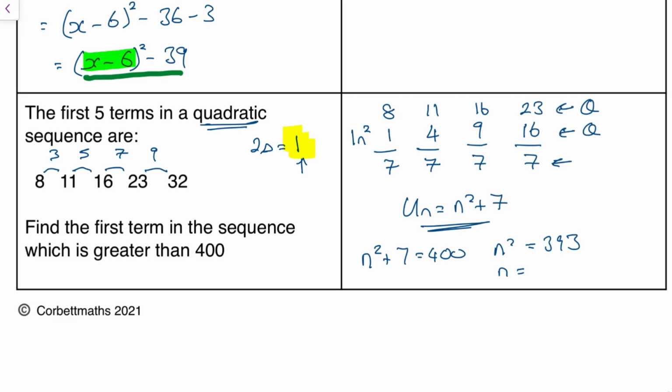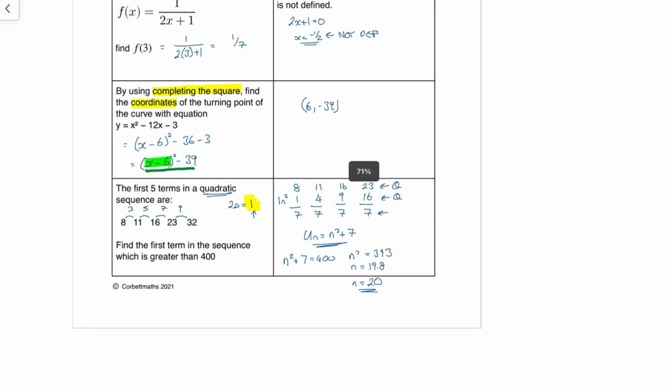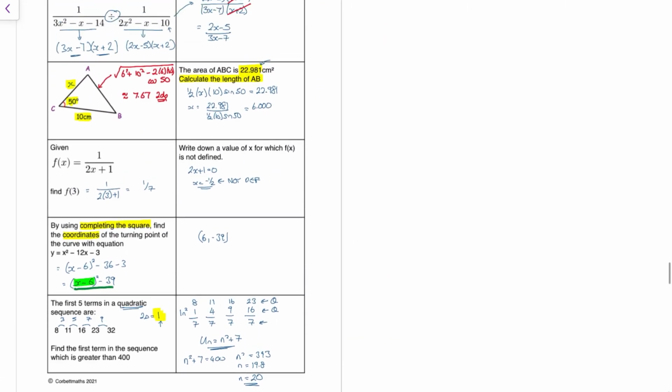Let's write that without the extra decimal places. 19.8, which means that's the term, which of course you can't have half integer terms. You have to have integers. But that's the number that gives me exactly 400. So therefore the number that gets me above 400 is going to be the 20th term. And that is today done. Question done today. Nice little question there.